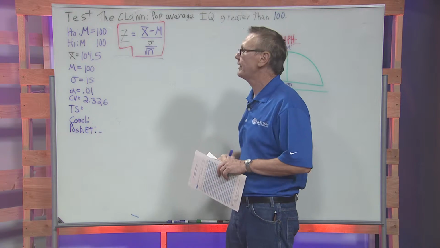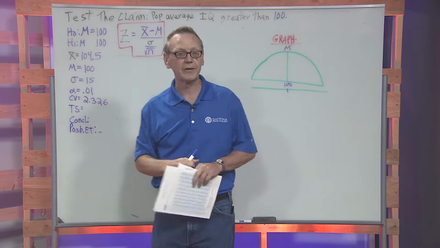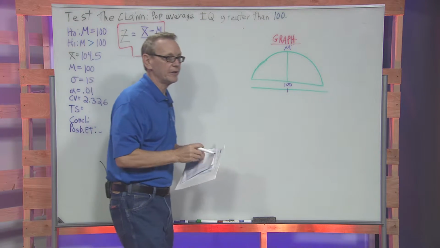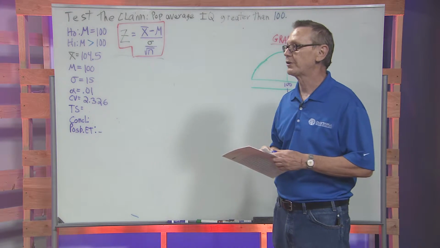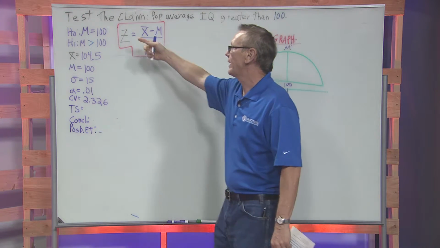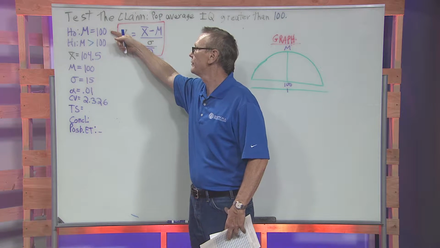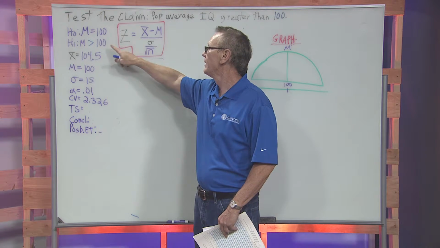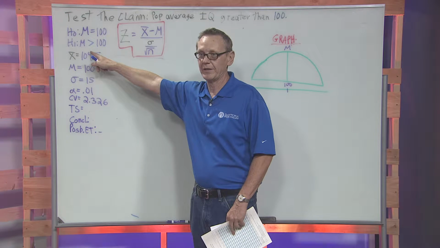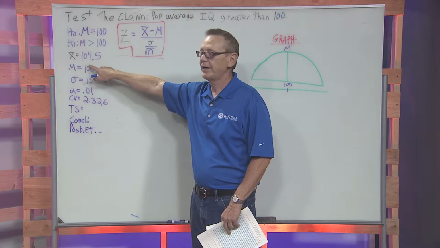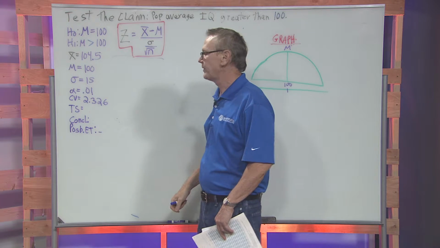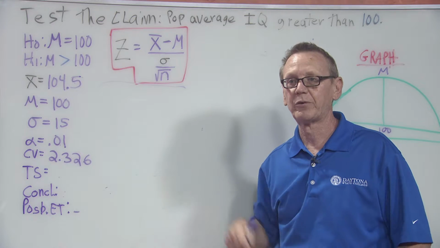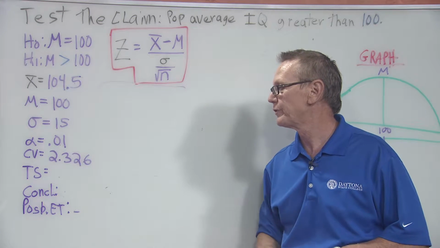The claim is testing for an IQ average of greater than 100, so we need a greater than symbol in the alternative hypothesis. So the unbiased hypothesis, the null hypothesis, always gets an equal sign. Alternative: less than, greater than, or not equal to. In this case, greater than. You can see that we have an X bar that's greater than, so everything's looking like it makes sense. Okay, a significance level was given at 0.01, so our alpha is 0.01.